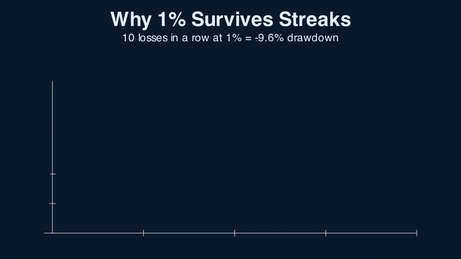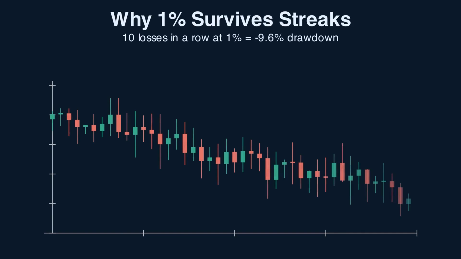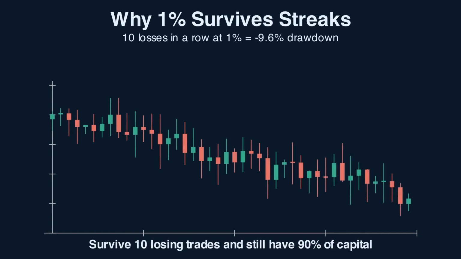Why 1% and not 5? Math. If you risk 1% per trade and have 10 losses in a row, a brutal cold streak, you're down about 9.6%. Painful but recoverable. Risk 5% per trade and the same streak puts you down 40%, which mathematically requires a 66% gain to recover. The bigger the bet, the deeper the hole, and the harder the climb. 1% is the size of bet that lets you survive being wrong.